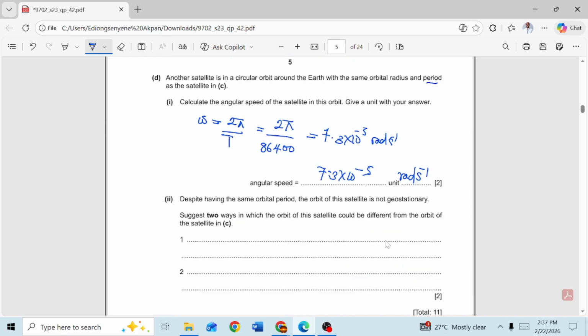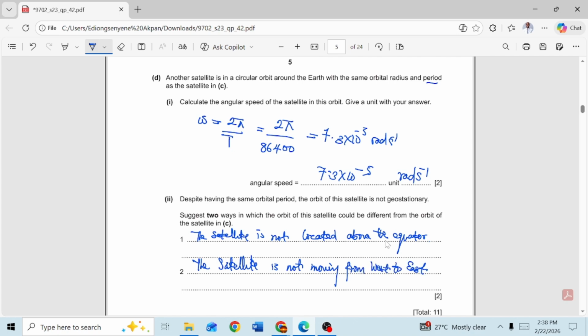Despite having the same orbital period, the orbit of this satellite is not geostationary. Suggest two ways in which the orbit of this satellite could be different from the orbit of the satellite in C. For it to be geostationary, it's supposed to be located above the equator. So the satellite is not located above the equator. We can also say that the satellite is not moving from west to east. Originally, the geostationary one will move from west to east, but this is not moving. That differentiates it from the other one.